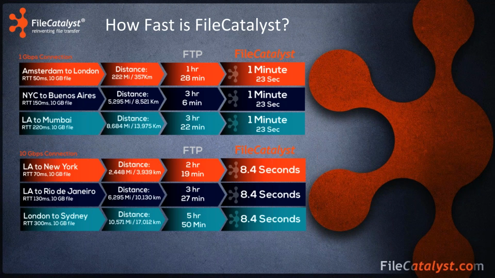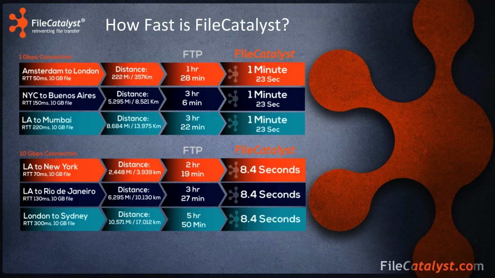So how fast is FileCatalyst? I have a simple graph here, an image, that talks about FTP and FileCatalyst, as well as the different latencies that exist between the two locations. We have two scenarios, a 1 gigabit connection and a 10 gigabit connection. A transfer from Amsterdam to London on a 1 gigabit connection, the RTT, so the latency, is around 50 milliseconds. We're transferring a 10 gigabyte file here. You'll see FTP takes about an hour and 28 minutes, whereas with FileCatalyst, we can transfer the entire file in 1 minute and 23 seconds.